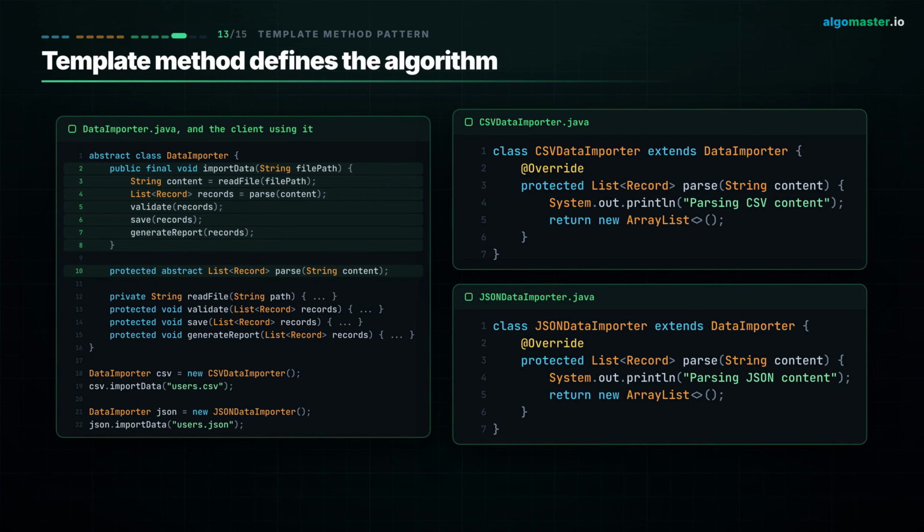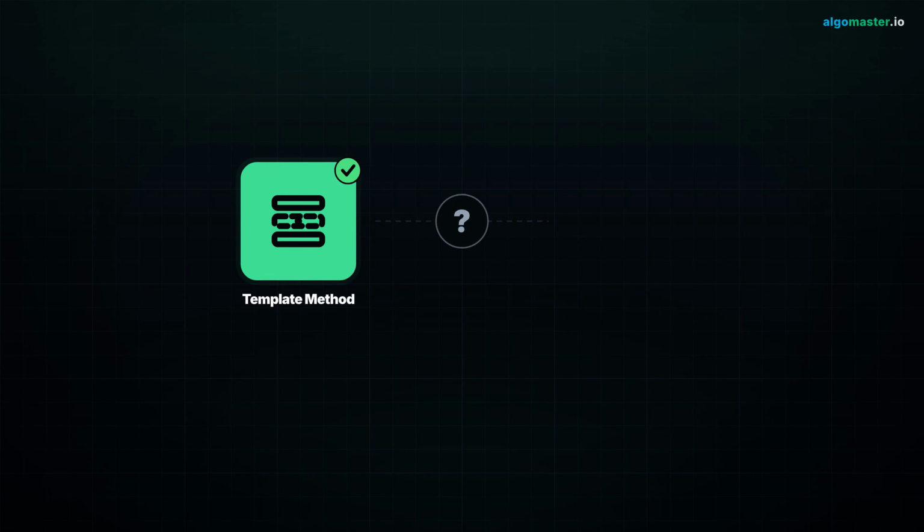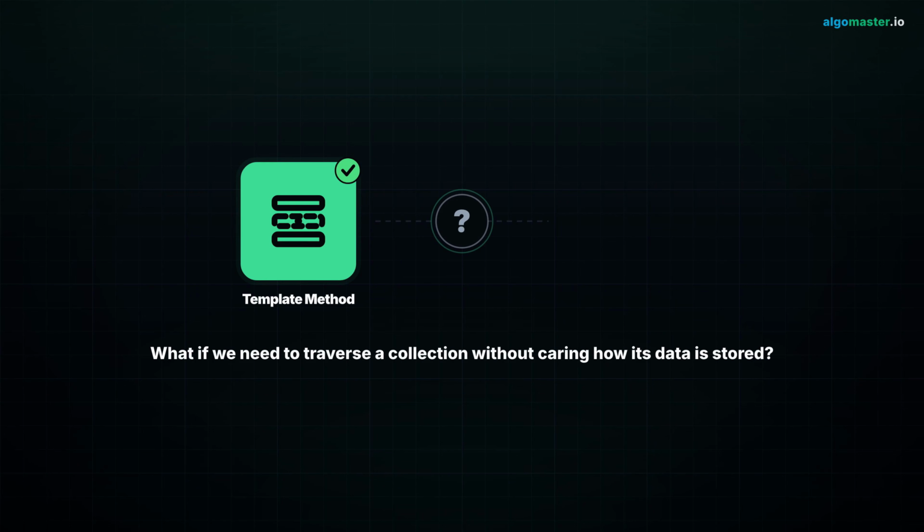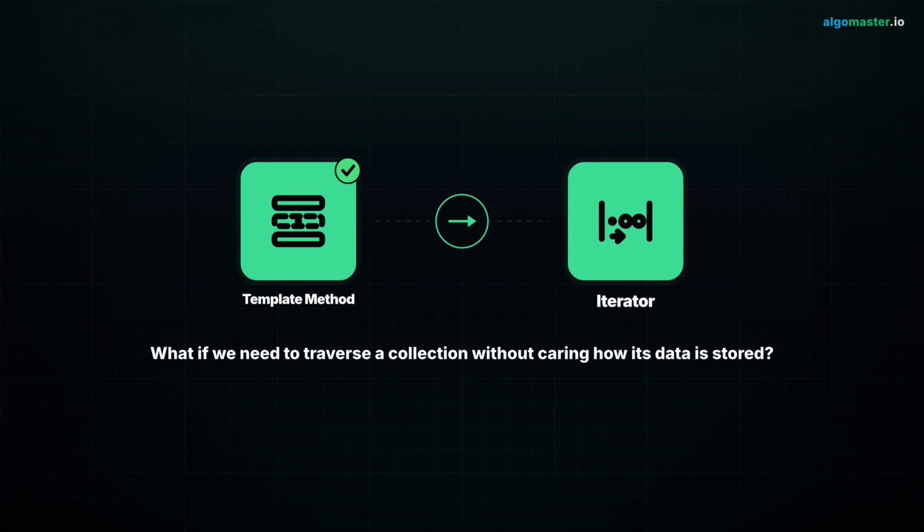The base class controls the structure of the algorithm, while subclasses customize specific steps. The client can now use either importer through the same process. Template method defines the structure of an algorithm while letting us customize specific steps. But what if we need to traverse a collection without caring how its data is stored? That brings us to the iterator pattern.